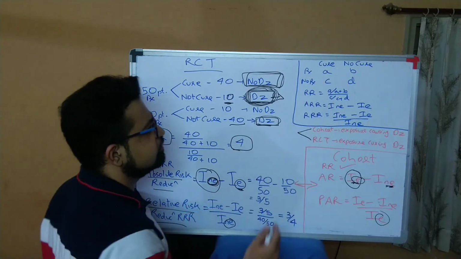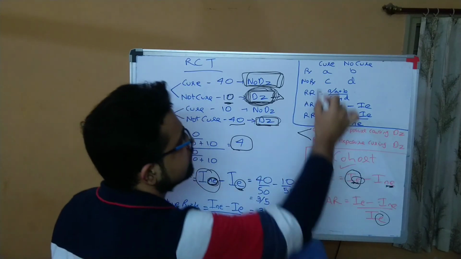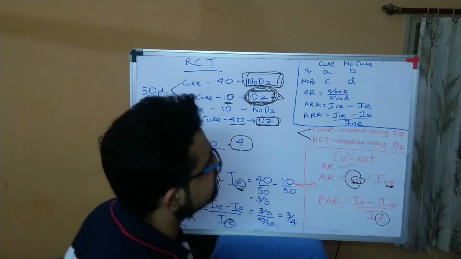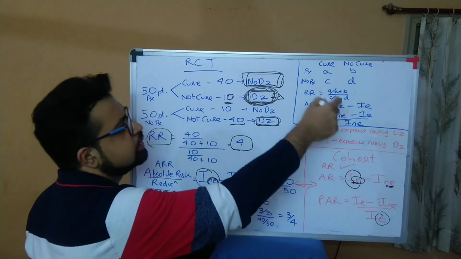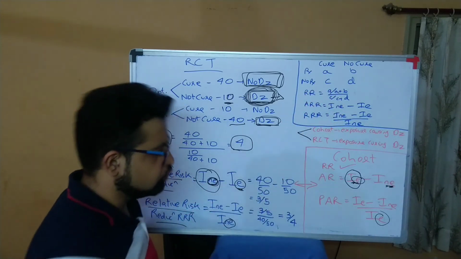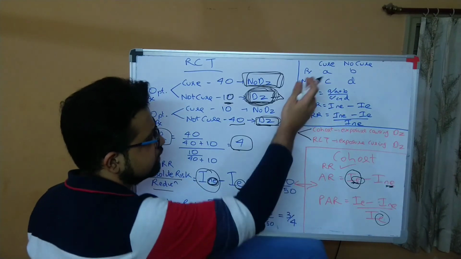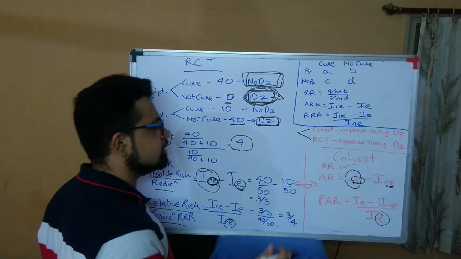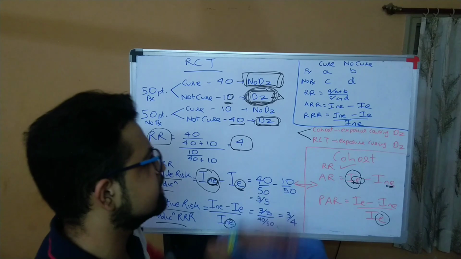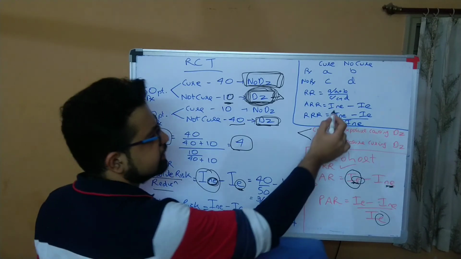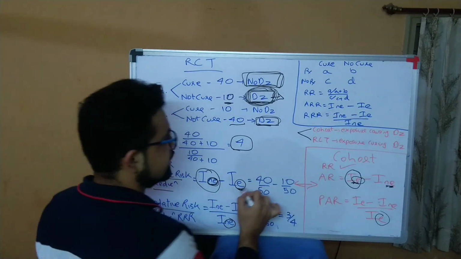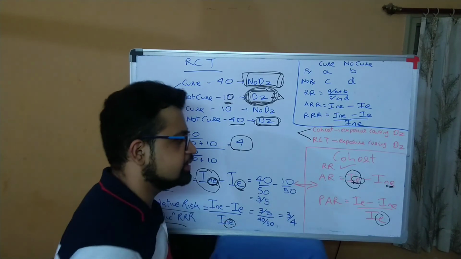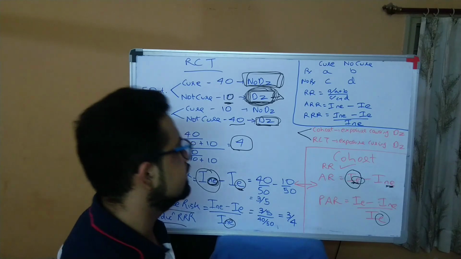This is the table which you might be given in the literature. Of those given treatment, A were the number of people who were cured, B were the people who were not cured. In the group not given treatment, C were the number of people who were cured, D were the people who were not cured. What is RR? A divided by A plus B, over C divided by C plus D. ARR is incidence in non-exposed minus incidence in exposed, that is what we discussed. And RRR is incidence in non-exposed minus incidence in exposed divided by incidence in non-exposed.